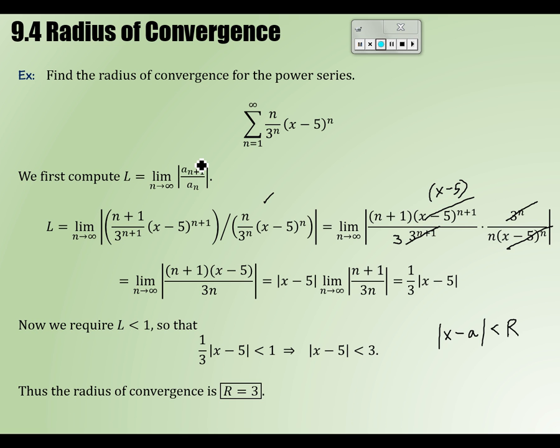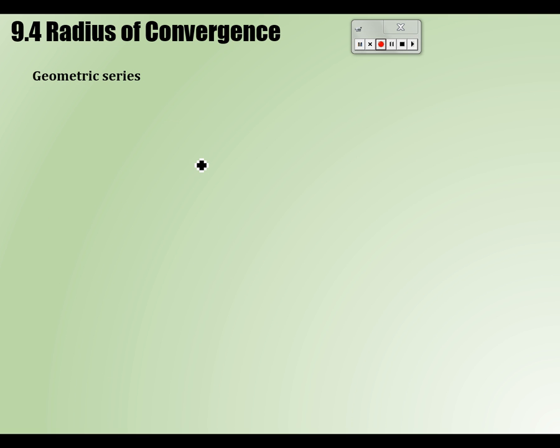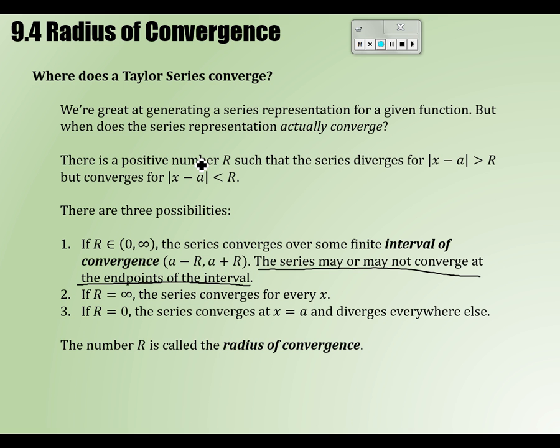Once you solve and find the absolute value of x minus 5 is smaller than 3, why do you conclude that R is 3? Yeah, because R, remember, let's go back just for a second to the definition of what R is here, right? R is a number such that the series diverges for this, converges for this, right?